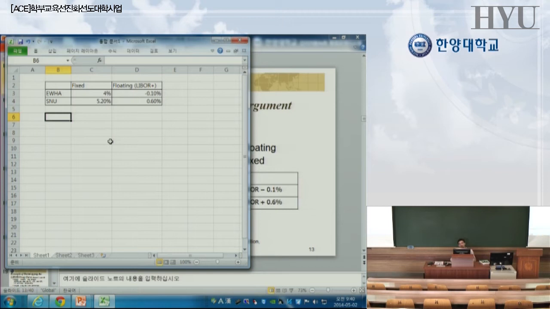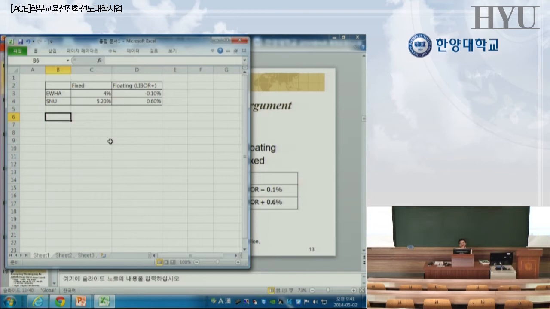That's it. But they can also borrow at a floating rate. If Ewha borrows $100 today, then Ewha doesn't know how much it has to pay back 1 year later. It depends on the interest rate. Whatever the LIBOR rate is, Ewha will pay LIBOR minus 0.1%. Likewise, SNU will pay some unknown rate, which will be realized shortly, plus 0.6%. Right?